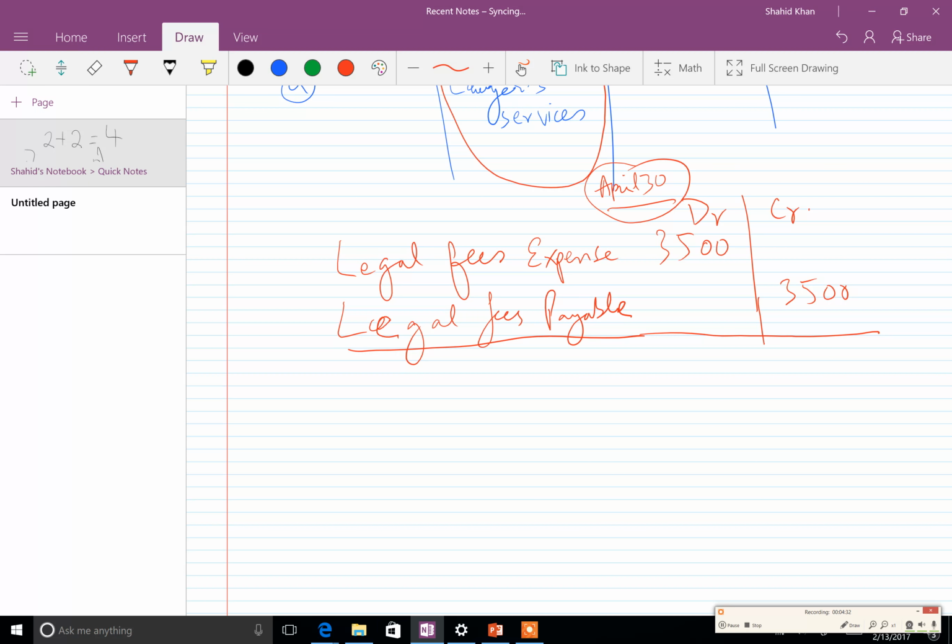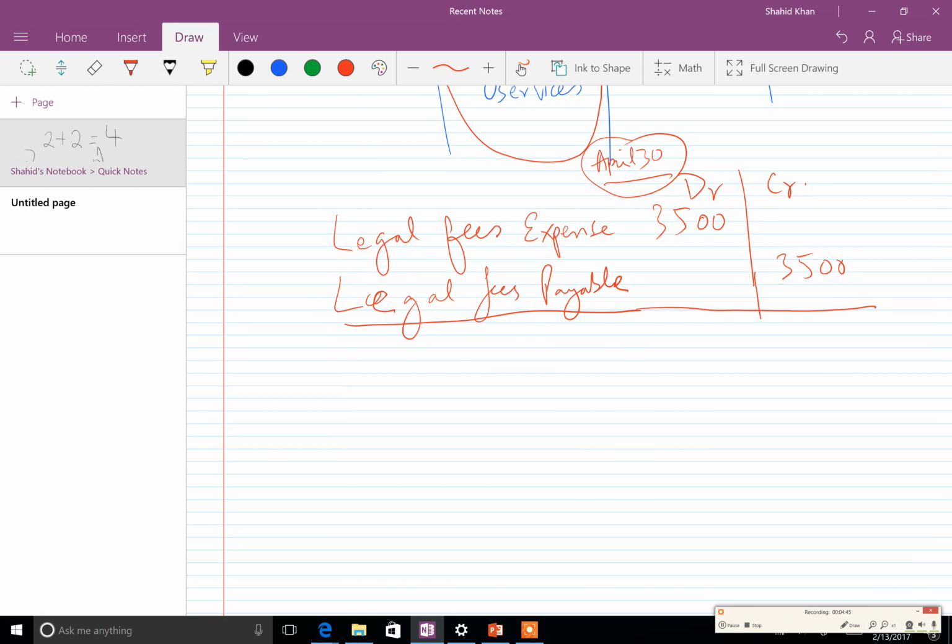And you remember the accrual basis of accounting, that you are matching your revenues with the expenses in that time period, right? So your income statement for the month of April will reflect all the revenues for that month and all the expenses for the month of April.